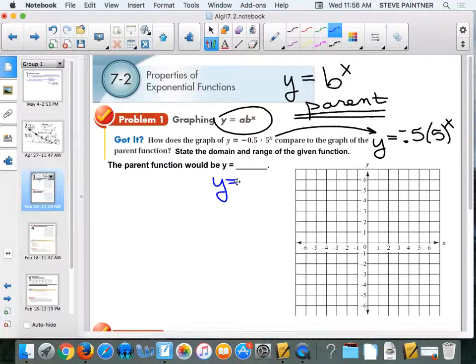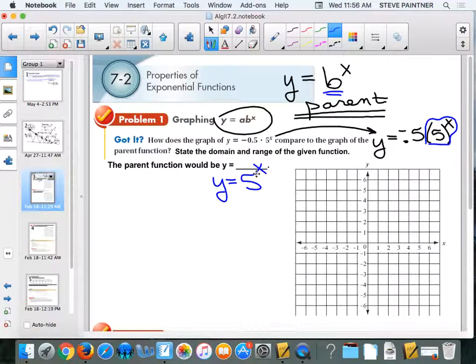We're really stuck here. This is the base to the x. That's the parent. Which one's the base? 5 to the what? X. That's the parent. Okay, that's all I wanted you to tell me. The parent is always going to be the base number to the x power. So, write that down. And then, of course, I'm going to ask you to graph it. But once you graph the parent, then just do whatever you have to do.